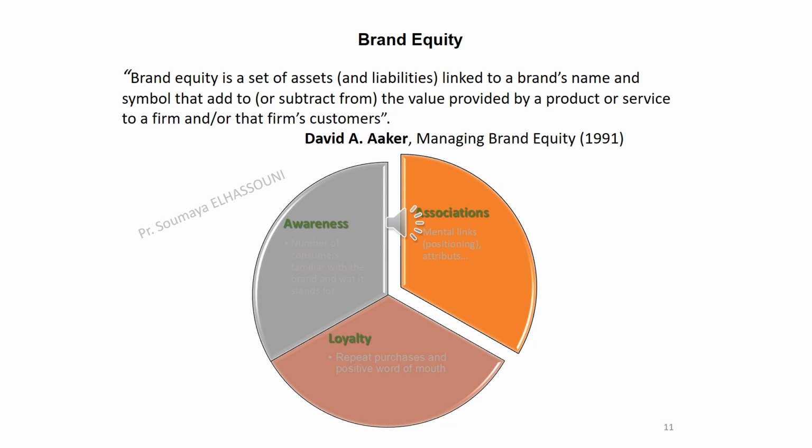Okay, so this chart is outlining the three fundamental pillars of brand equity, which are brand awareness, brand loyalty, and brand associations. These components form the foundation of a strong, valuable brand. Let's start with the first pillar, which is brand awareness. So this refers to how familiar consumers are with the brand.